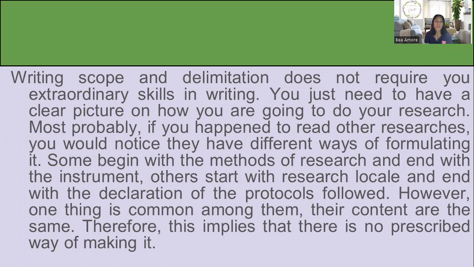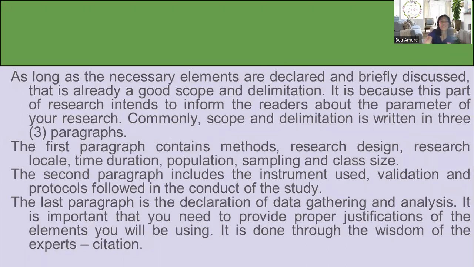Most probably, if you happen to read other researches, you would notice they have different ways of formulating it. Some begin with the methods of research and end with the instrument. Others start with research locale and end with the declaration of the protocols followed. However, one thing is common among them: their contents are the same. Therefore, this implies that there is no prescribed way of making it. As long as the necessary elements are declared and briefly discussed, that is already a good scope and delimitation. It is because this part of research intends to inform the readers about the parameters of your research.